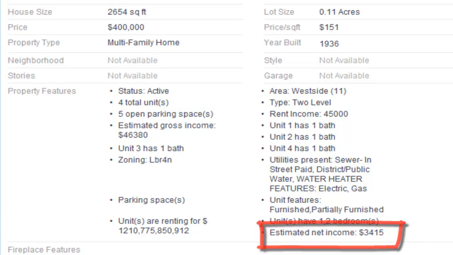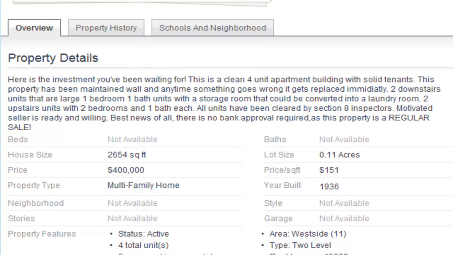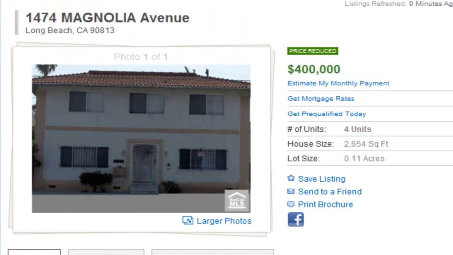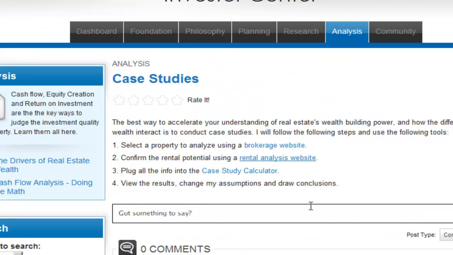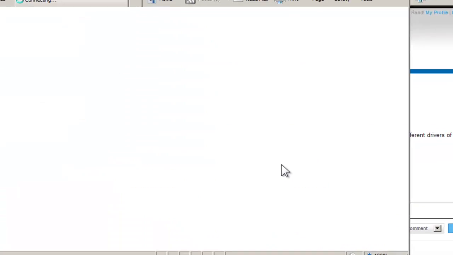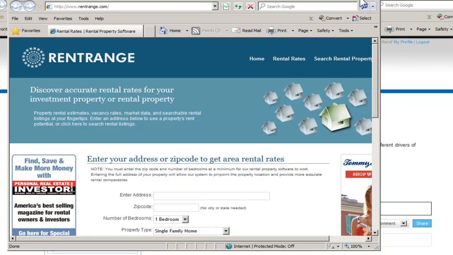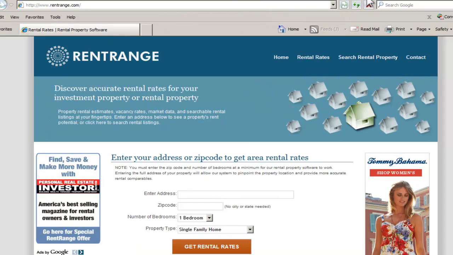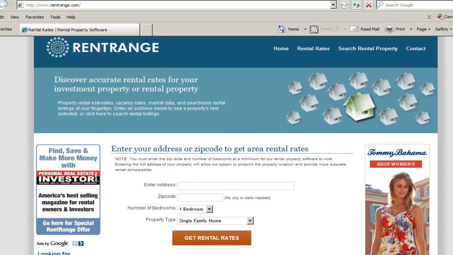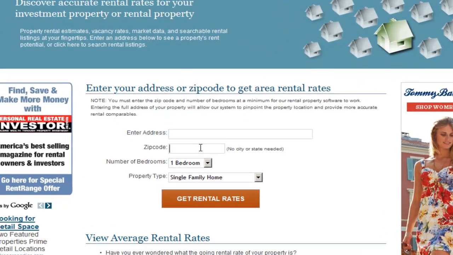So first, I jot down some of the information on this property. Then I'm going to bounce back over to the screen here, and I'm going to click on the rental analysis website because I want to confirm those rents with a source that's trusted, in addition to working with a local broker in the market who is going to be the most trusted source to tell you exactly what's happening in that local marketplace. There are resources like RentRange.com that allow you to punch in something very simple.